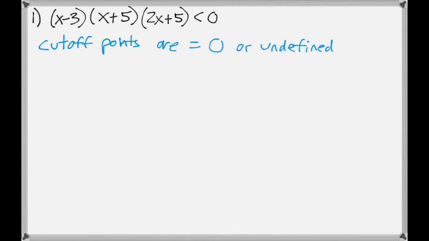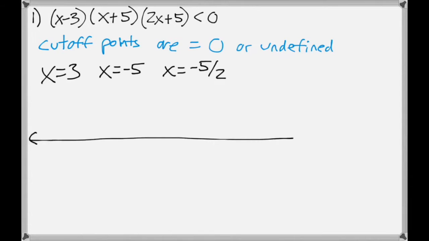So x minus 3, if you set that equal to 0 and move the 3 to the other side, you would get x equal to 3. X plus 5 would be x is equal to -5. And 2x plus 5 would be x is equal to -5/2. If we were just solving this equation, these would be our answers. But because this is an inequality, these are just going to be our cutoff points. It's not going to be our final answer. So I need to make a number line, and these are my cutoff points.